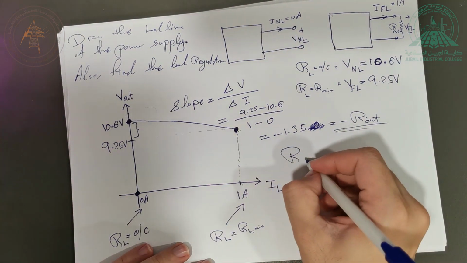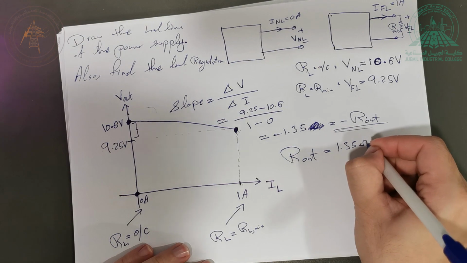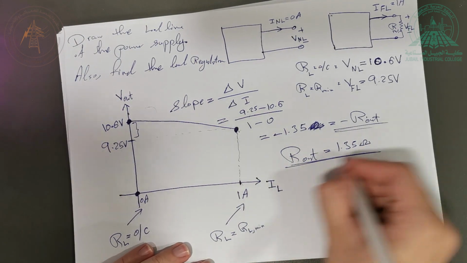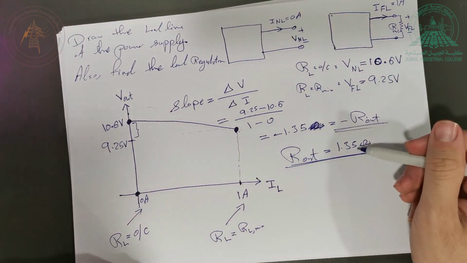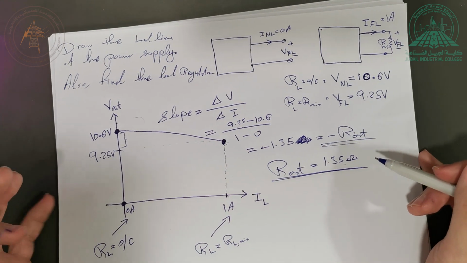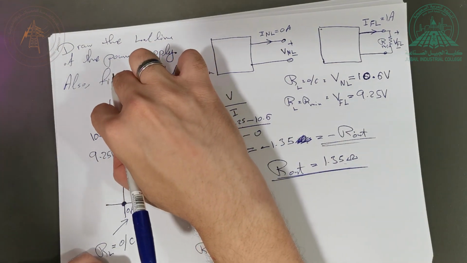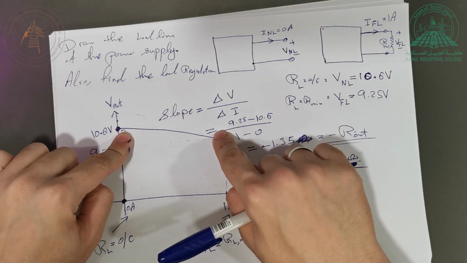It means that R out of the device is equal to 1.35, which is quite small, right? And the smaller this value, the better the regulation is going to become. Because the smaller this value, the smaller this difference is going to become. So this line will be more of a straight line.